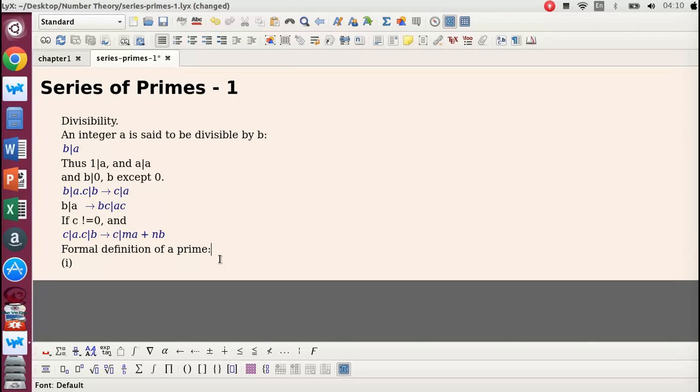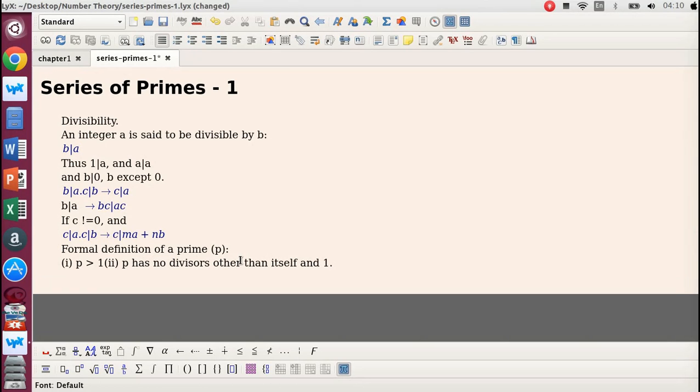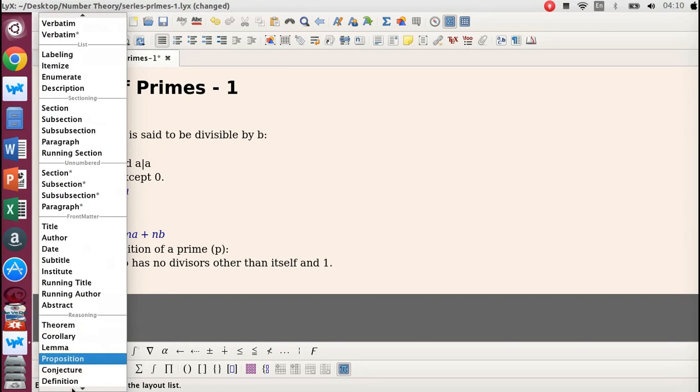Okay, so which brings us to our first point. Say the prime is p. So p is greater than 1, and p has no divisors other than itself and 1. Which makes sense. So we have 2 is a prime, 3 is a prime, 5 is a prime, 7 is a prime, and so on. We'll get to the series of primes in a second, but let's just take our first theorem.